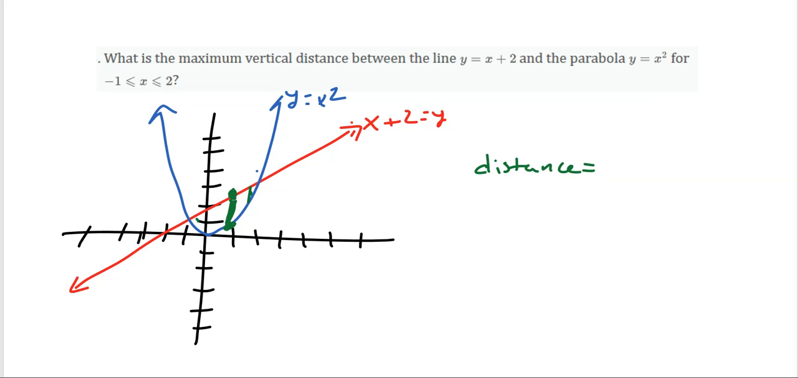Now, the top one is from the line, okay, and the bottom one's from the parabola. Now, the y coordinate for the line, you find that by doing x plus 2, correct? Minus, and then the y coordinate for the bottom one is given by x squared. So that's the equation I want to optimize, and it's already got one variable, so I don't need any other kind of equations running around.